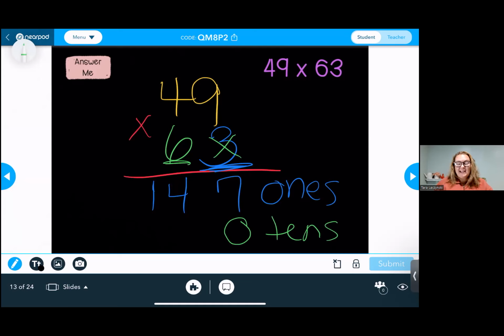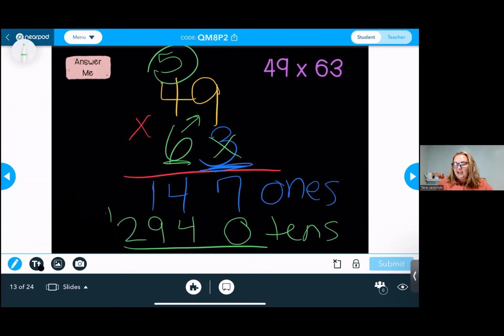Moving over to the tens. 6 times 9 is 54. Write down your 4 and carry your 5. 6 times 4 is 24. 24 plus 5 is 29. We stack and add.